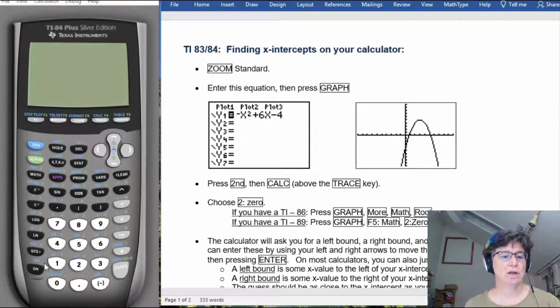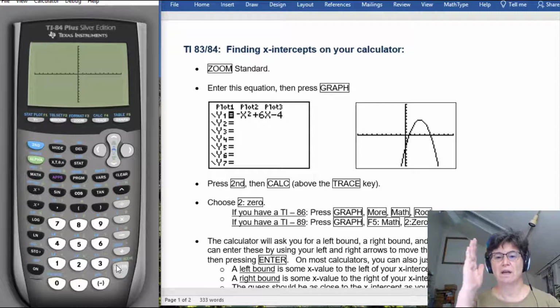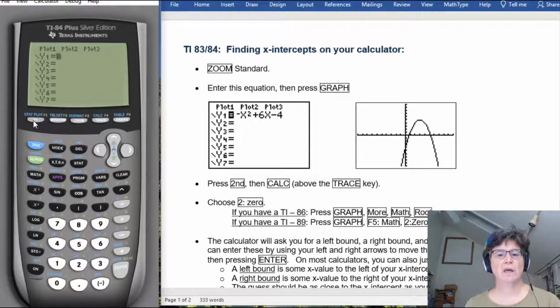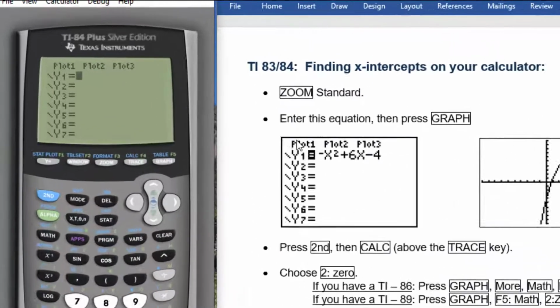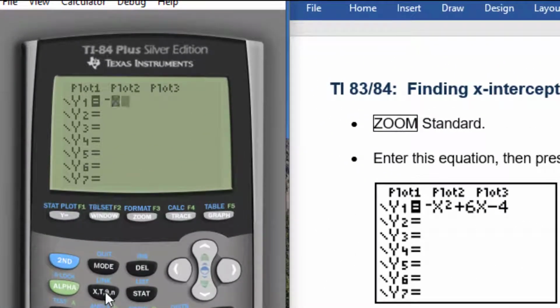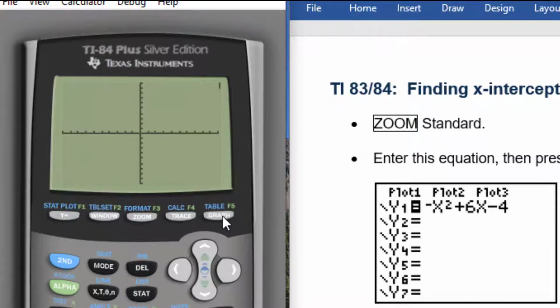So let's turn on our calculators and check zoom standard. And remember that's that -10 to 10, -10 to 10 window on the calculator. Let's go back to y equals and enter the same equation that's here on the handout. Negative x squared plus 6x minus 4. And let's press graph on that. And pause and make sure that your graph looks exactly like mine.